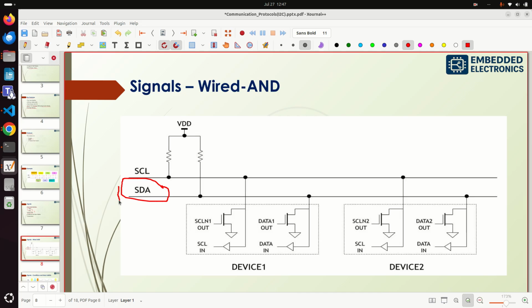In order to transmit, we have to pass either 0 or 1. Right now nothing is passing, so what will we read at data in of device 1? 1. Whatever is connected, the same it is going to read. It is connected to device 1, and in device 2 also we will read the same. So here also we are going to read 1.